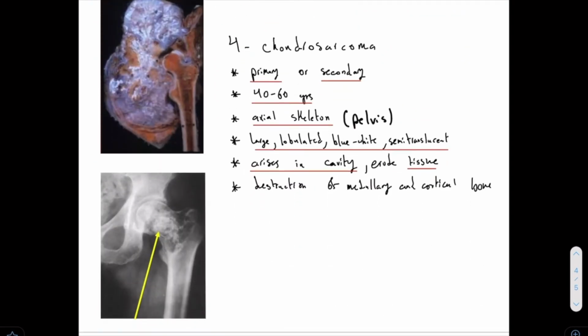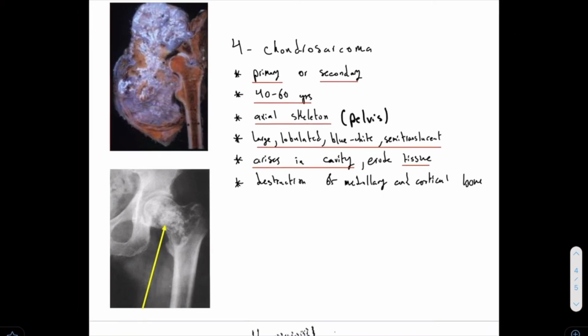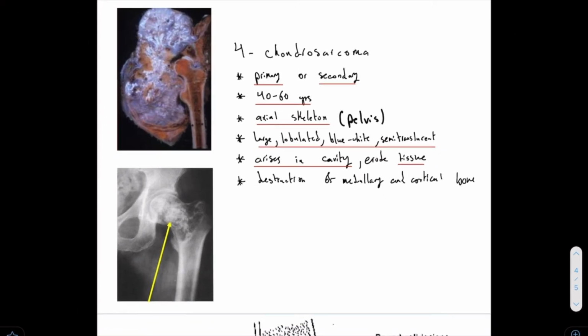Chondrosarcoma is a malignant tumor of the cartilage. It can be either primary or secondary, usually in adults. And the most important thing to know is that it comes in the axial skeleton, usually the pelvis, okay? They will tell you in the question the pelvis. Macroscopic picture you see here, it's like a large lobulated mass, bluish white, of course, because it's a cartilage. And in the radiology here, you can see it kind of destroys the bone around it and erodes tissue, okay?